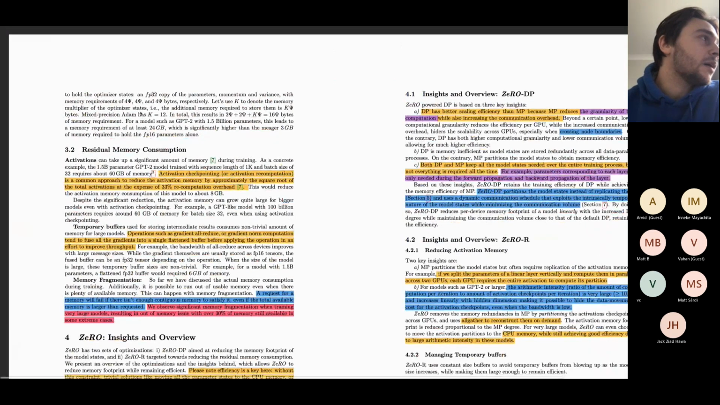In addition to that, for state-of-the-art methods that are trying to reduce memory, they also have to keep an FP32 copy of the parameters, momentum, and variance, with memory components 4 psi, 4 psi, and 4 psi. And then they say, let's use K to denote the memory multiplier of the optimizer states. So in this case, it's 12, because you have to keep these saved as well.